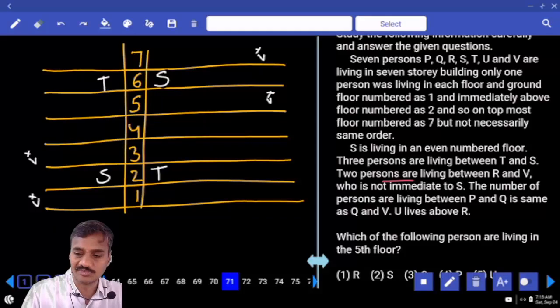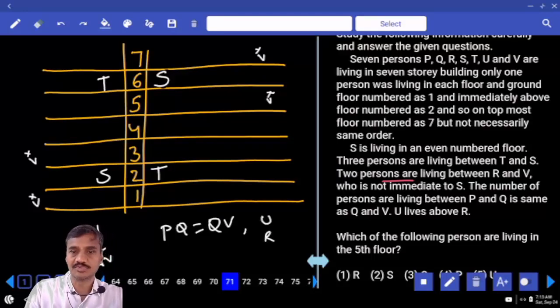The number of persons living between P and Q is the same as between Q and V. And at the same time, U lives above R. Now this is the information provided. Then let us start with this V.